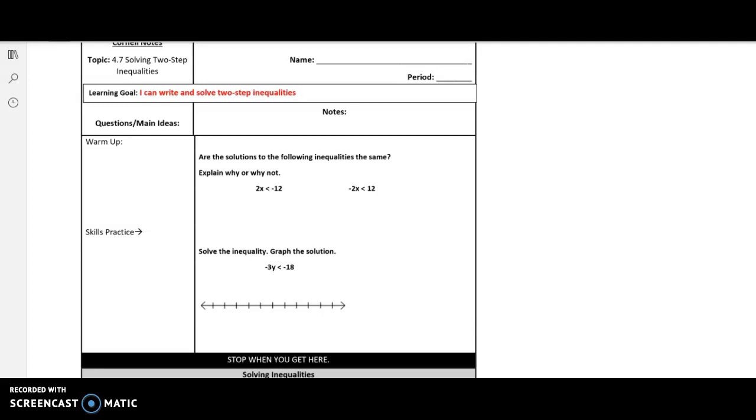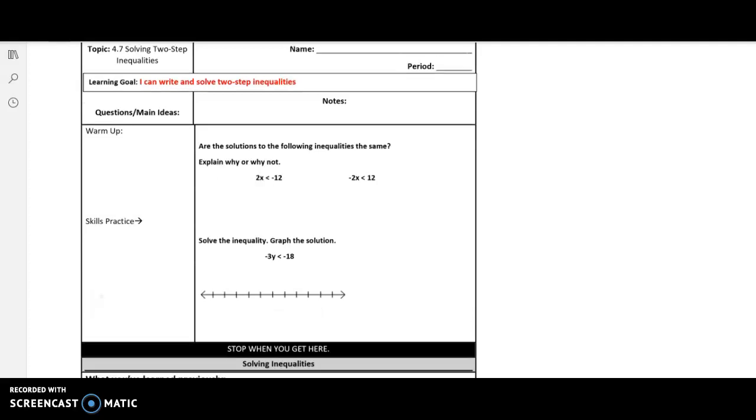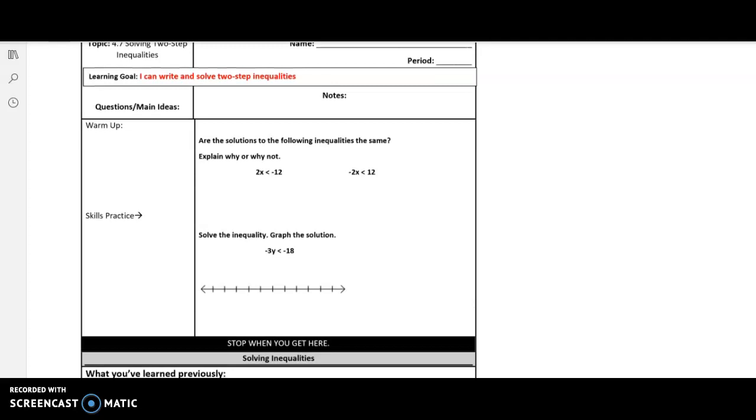All right, today we're talking about two-step inequalities. Our learning goal is I can write and solve two-step inequalities. So I want you to complete the warm-up and then check your answers with mine.